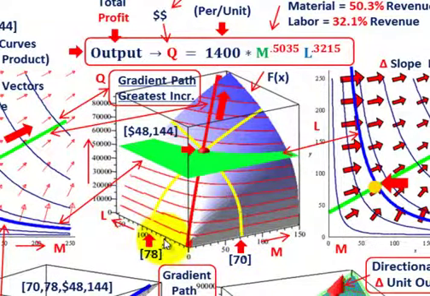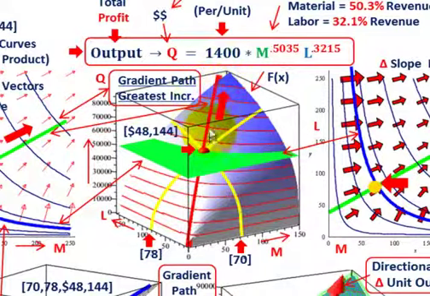Incidentally, our labor I'm showing over in this lower axis, and material over on this axis. So our gradient path is this red line that starts out at zero inputs, and then as we increase our inputs in material and labor, it moves curved up here, or in a straight pattern. And that gradient path is the path of our greatest increase in our output, or our production function.